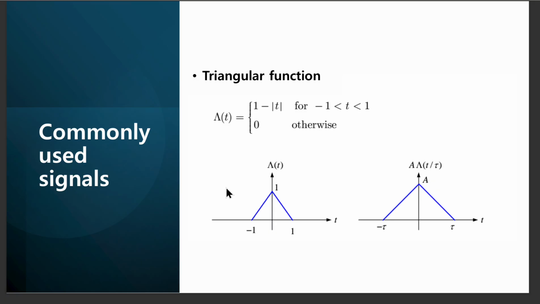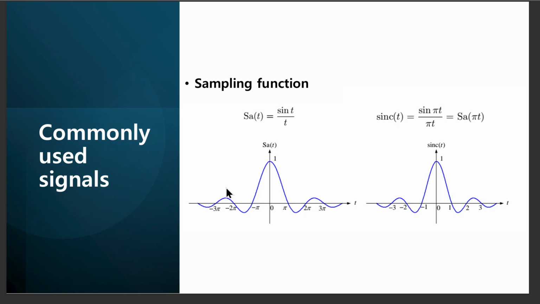Next is the triangle wave function. This function has a triangular shape, and please note that such a function exists and we'll move on. Next is the sampling function. The equation for the sampling function is shown on the PPT. This function has a maximum value at t equals 0 and oscillates while decreasing to the left and right. The sampling function is typically represented using the sinc function.